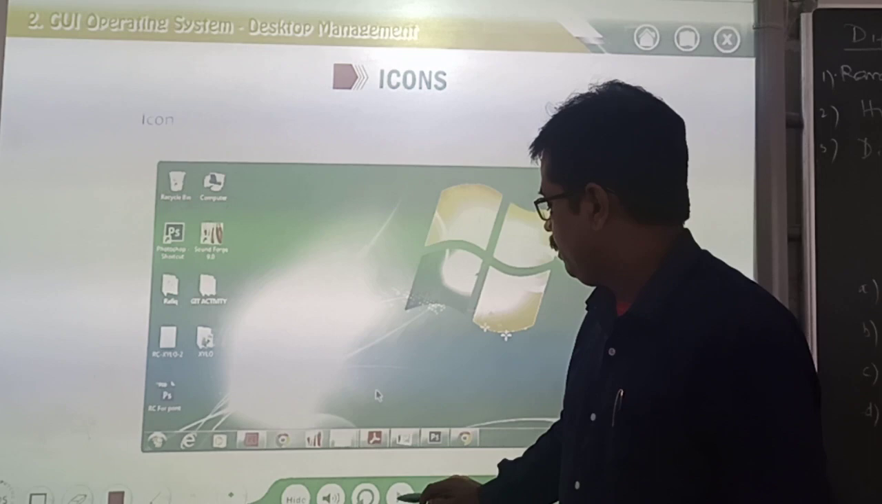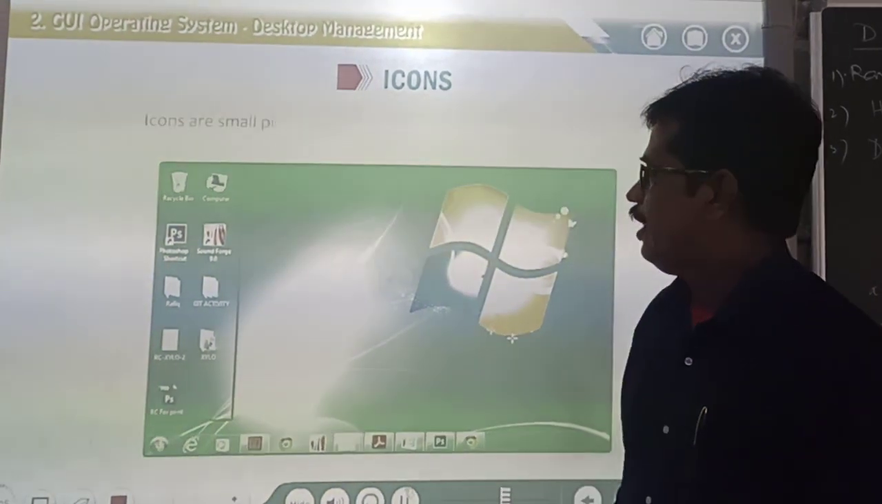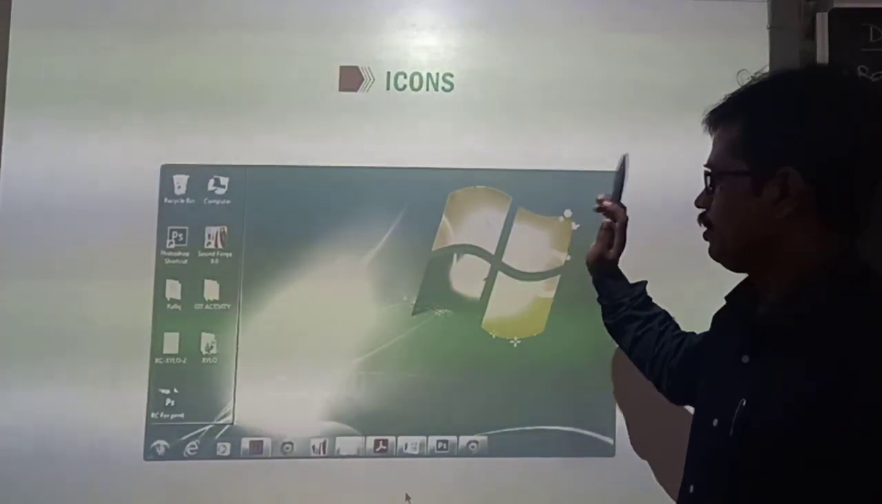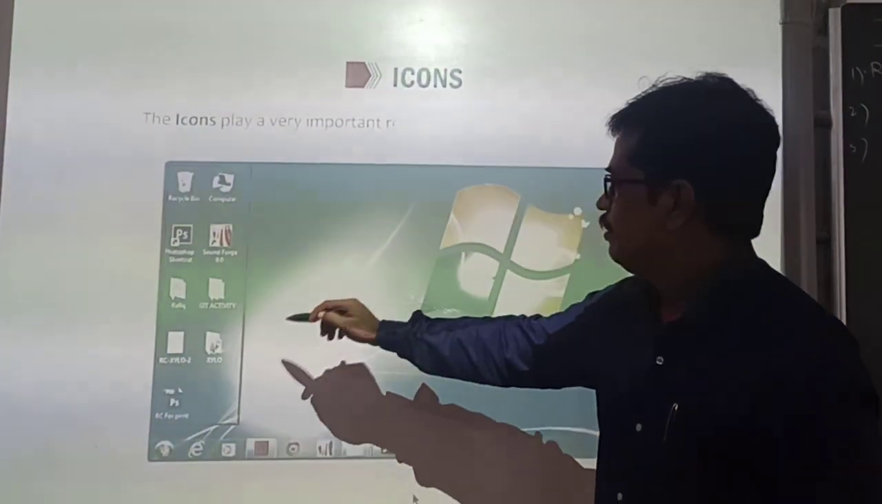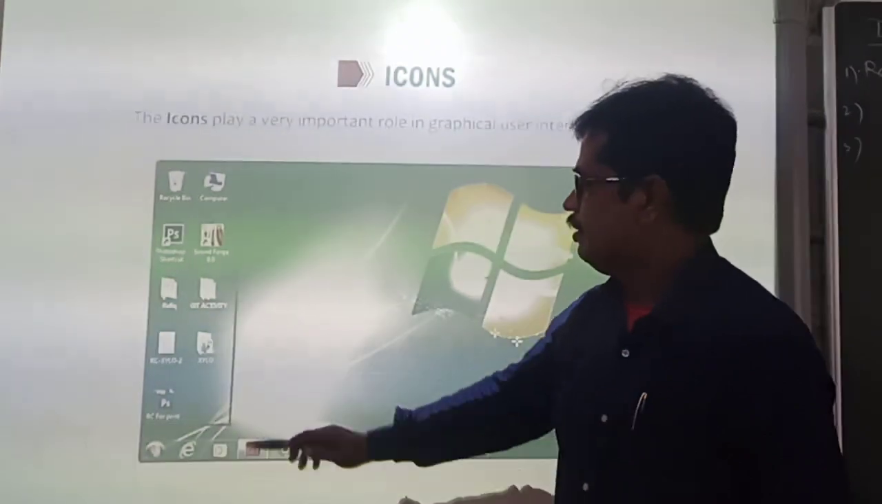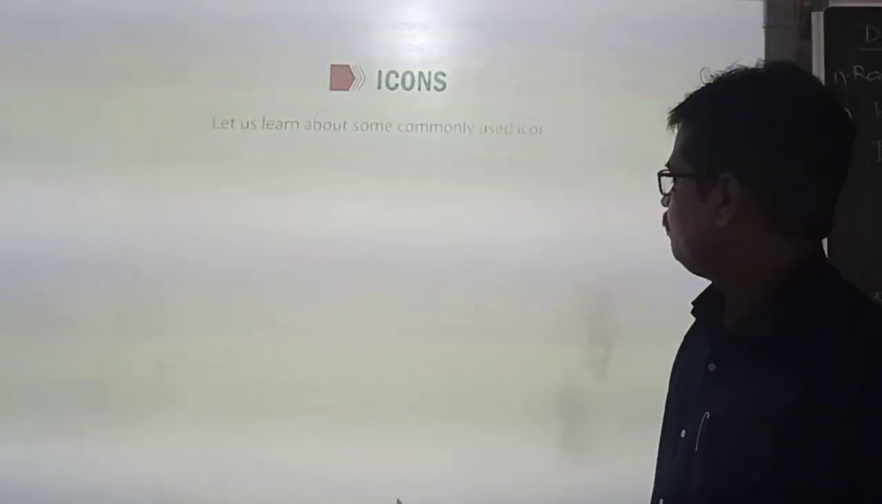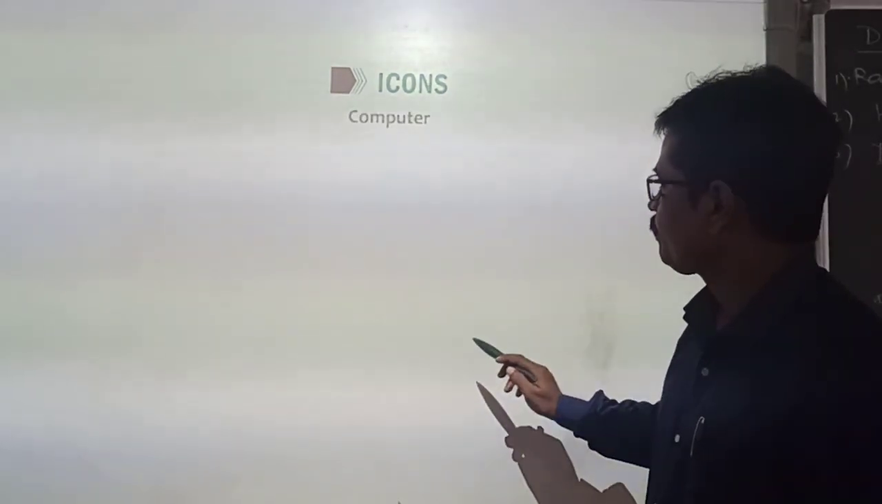So what is written in your book? Let's see. Icons are small pictures that represent files, folders and programs. So these are the examples of icons, small pictures for the programs. Now let's learn about some commonly used icons.